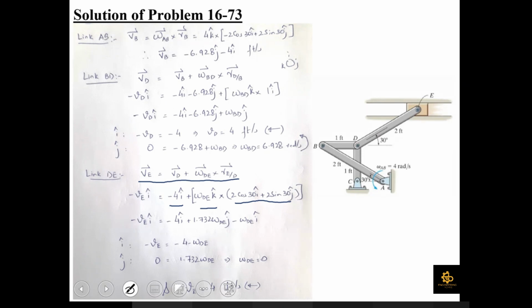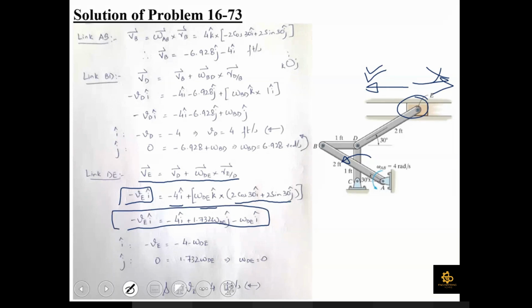Positive or negative we can judge: since CD is moving in a counterclockwise direction, there is no way the piston E can go to the right. Piston E should always be moving towards the left. So we can write VE equal to minus VE i. Now taking this cross product, the final equation will be of the form minus VE i equal to -4i plus 1.732 omega DE j minus omega DE i.